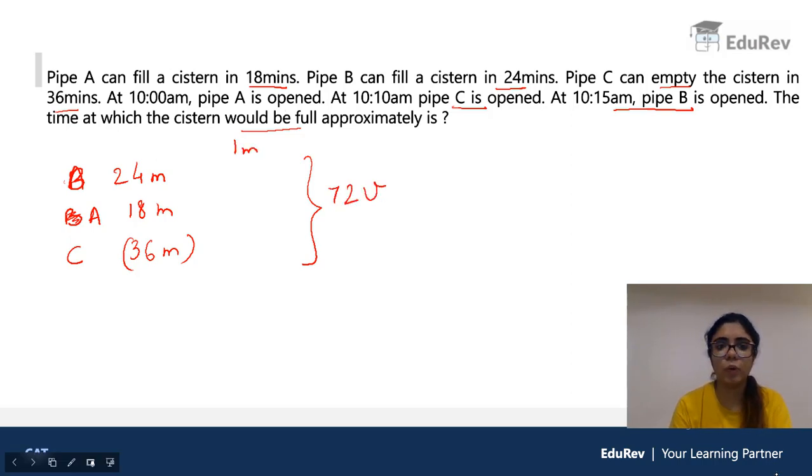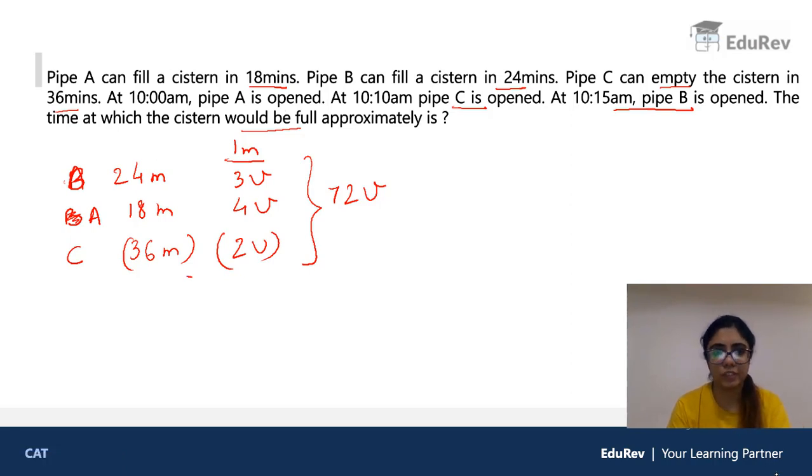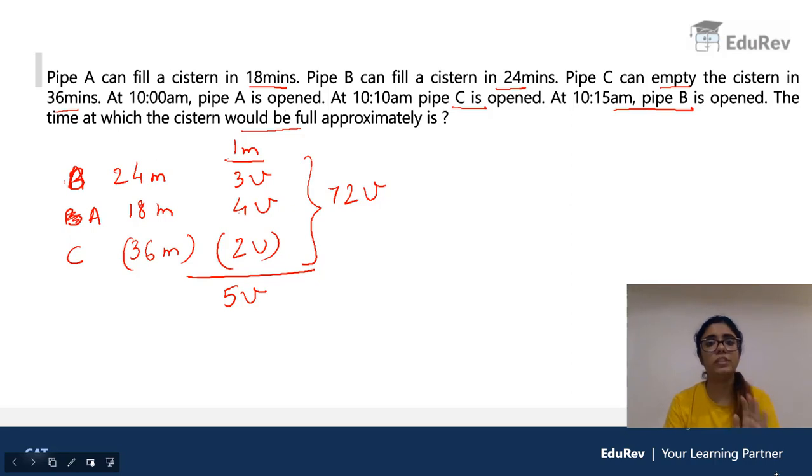Now we are going to talk about 1 minute. B takes 24 minutes to fill 72 units. So in 1 minute it will fill 3 units. A in 1 minute is going to fill 4 units. And C is going to empty 2 units. Now what is the net result, dekho? 3 plus 4 is 7. 7 minus 2 is 5 units will get filled in 1 minute if all 3 are open.